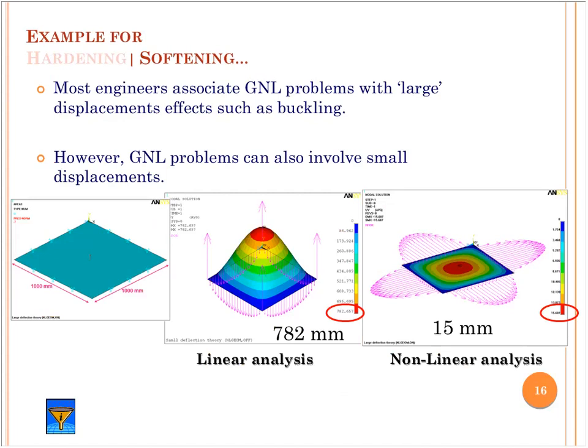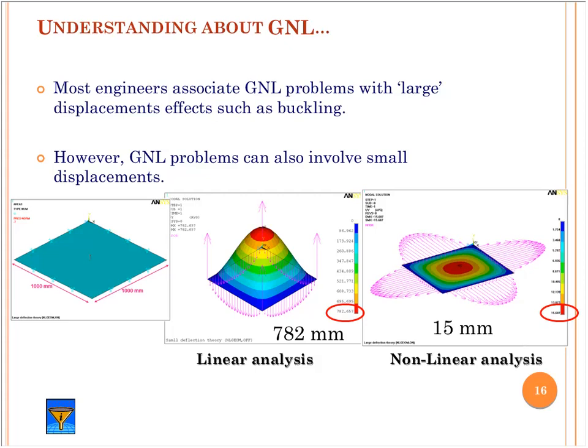Let us think about what most people understand about geometric nonlinearity. The moment we say geometric nonlinearity, what comes to most engineers' minds is, okay, geometric nonlinearity has something to do with a large deflection. Whenever you expect a large deflection, we have to account for the geometric nonlinearity. But that's not true. Oftentimes, the large deflection analysis or geometric nonlinearity makes your displacement less.